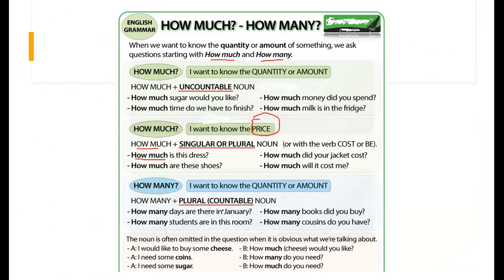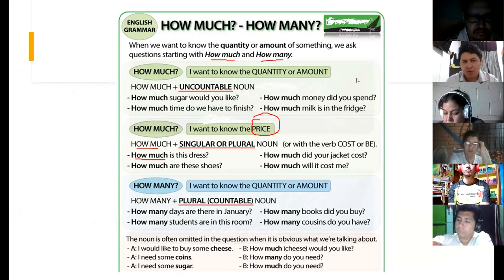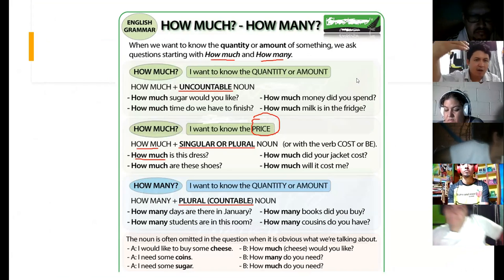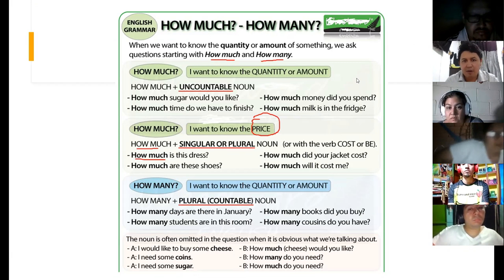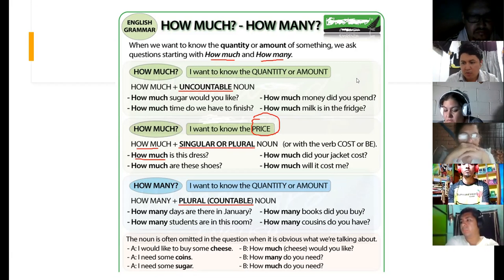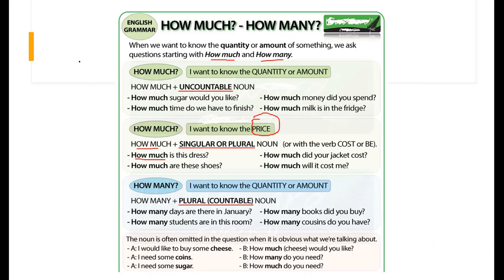How many you use it with plural countable. Es decir, con plurales. How many days are there in January? 31, right? How many days are there in February? Va a decir como un diputado, creo que dijo que había 30, right? On February, right?